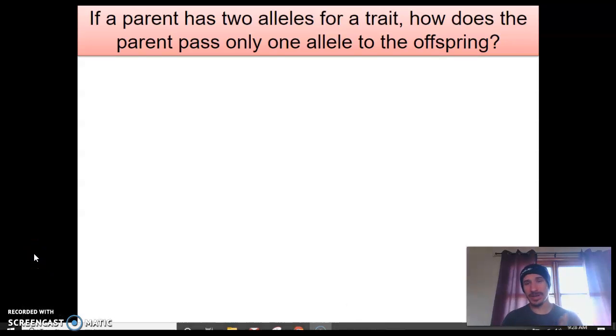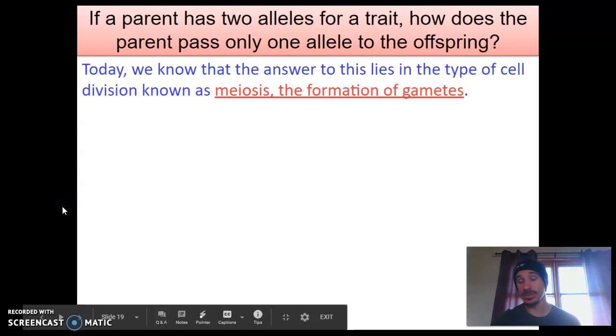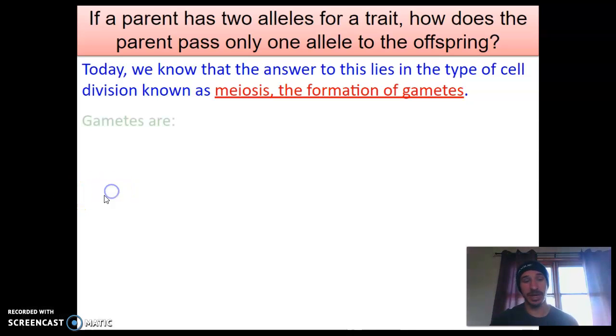All right, ladies and gentlemen, we covered a lot of this slide in class, for some of us. But we're going to talk about how alleles are related to the process of meiosis, and how on Earth, if everybody has two alleles for a trait, even parents, how do they pass on only one to their offspring? And the answer, of course, is meiosis, right? It's the formation of gametes. And we're going to visualize that here.